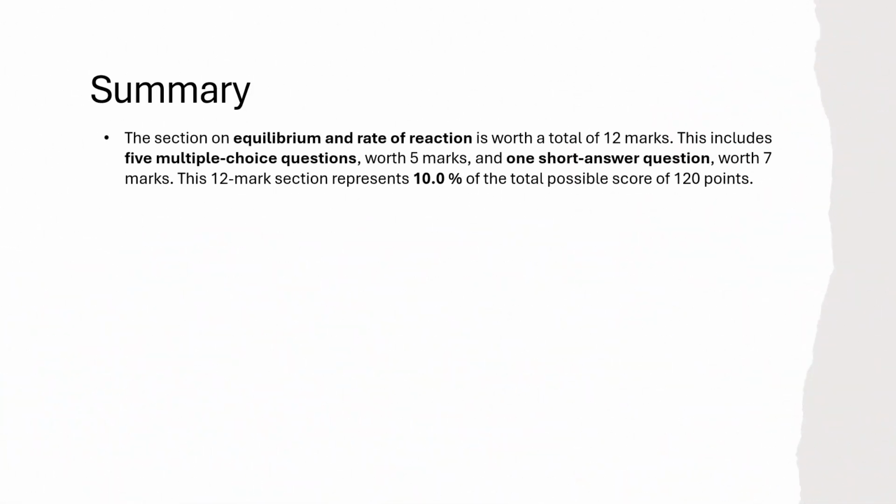The section on equilibrium and rate of reaction is worth a total of 12 marks. This includes 5 multiple-choice questions, worth 5 marks, and 1 short answer question, worth 7 marks. This 12-mark section represents 10% of the total possible score of 120 points.